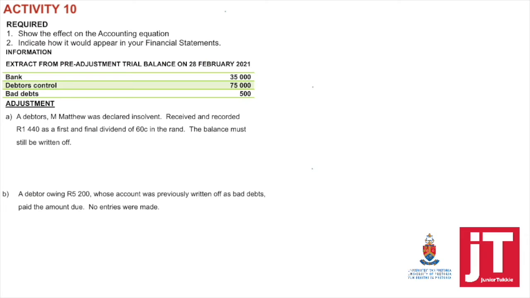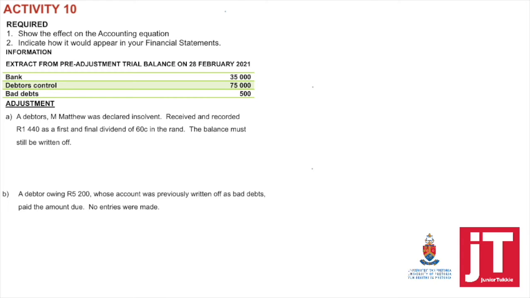Looking at activity 10, show the effect on the accounting equation and indicate how it will appear in your financial statements. A debtor, Matthew, was declared insolvent, received and recorded 1,440 as the first and final dividend of 60 cents in the rand. The balance must be written off. So this is the type of adjustment which you can expect at grade 12 level. Because you've done this since grade 10, where they provide you with the amount that you've received. So I now need to find out what is the amount that will be written off.